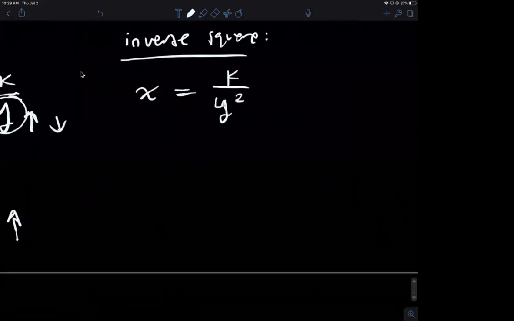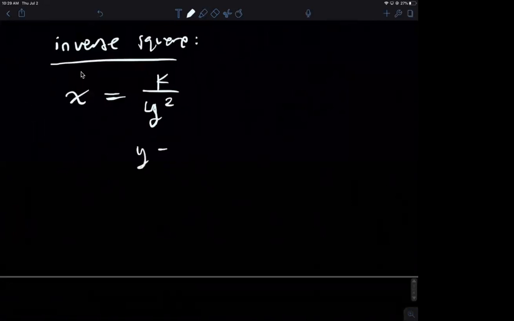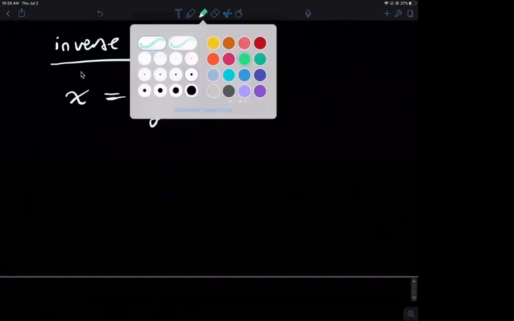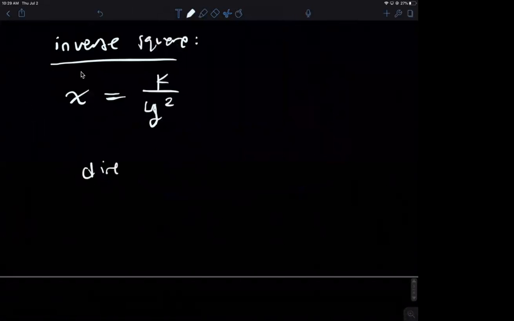So when y is 3, x isn't going to be 1/3, it's going to be 1/9. So it gets smaller a little more quickly. That's all it means. If it's a direct square, then we just have that x equals ky squared.